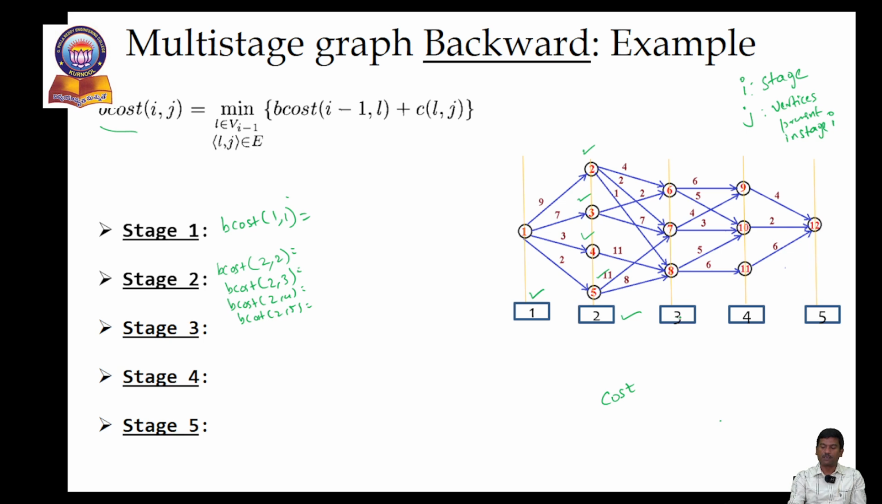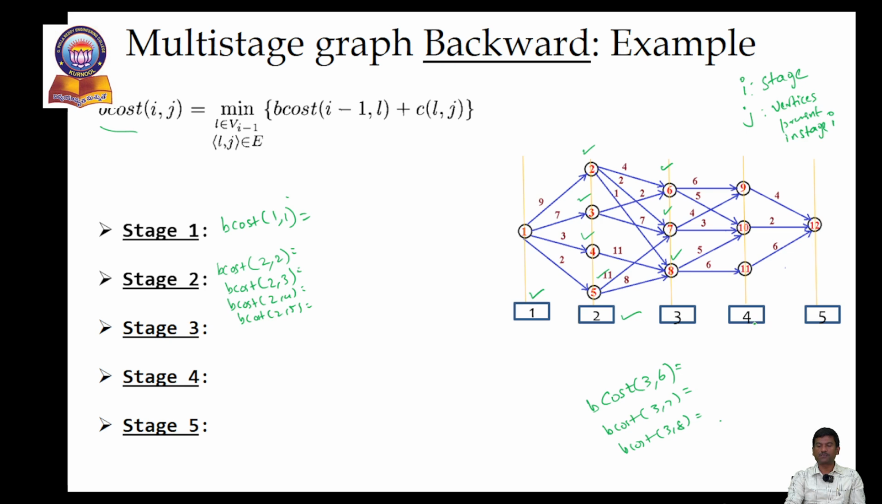So consider stage 3. At stage 3, you need to find b cost of 3 comma, what are the vertices that are present at stage 3? That is 6, 7, and 8. That is 6, 7, and then 8. You have to find the cost of these values.